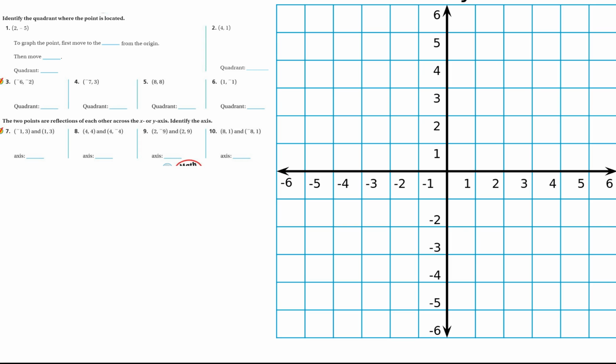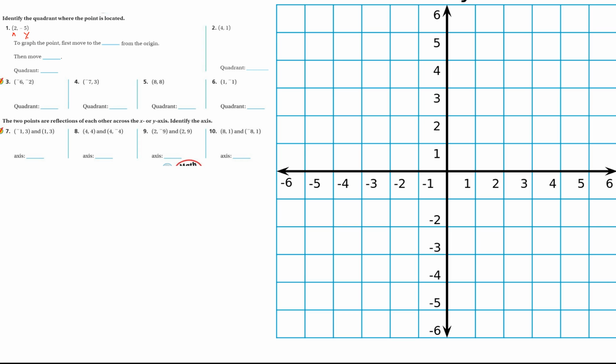Let's see. And actually, I don't think these ones do. That's okay though. I want you to graph these along with me. Okay, so identify the quadrant where the point is located. So number one, our point is 2, -5. So the 2 is the x, the -5 is the y.